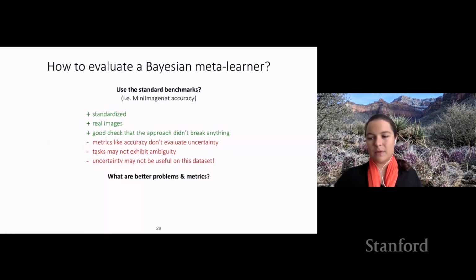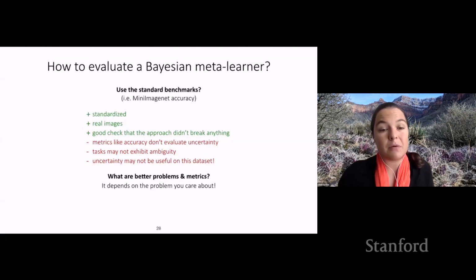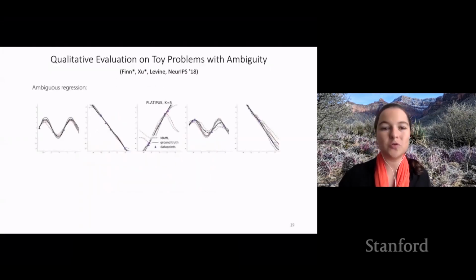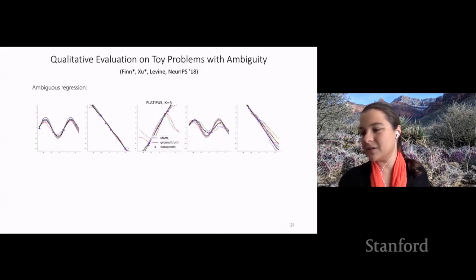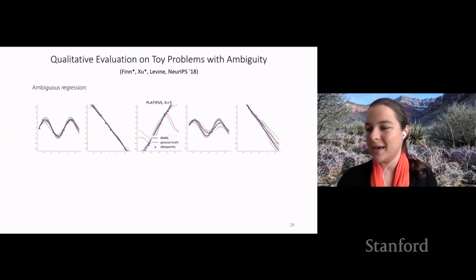So what I want to talk about briefly is what are some better problems and metrics for evaluating these kinds of methods. And it really depends on the problem that you care about. One thing that you could do is look at some toy 2D problems that allow you to visualize things very easily and specifically design them to have ambiguity. For example, you could train a model on both linear functions and sinusoid functions, add some noise to the data points, which are shown in purple, such that in some cases it's ambiguous whether it's a sinusoid function or a linear function. And then you could visualize the different functions that are predicted by the model and see that it can actually represent a distribution over those functions.